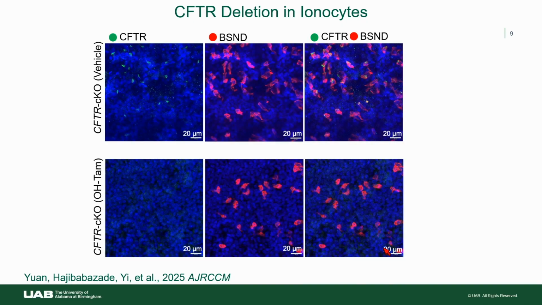Then next we tested the CFTR deletion efficiency in a culture system. We tested two groups here. One is the vehicle treated, which is a control group. We can clearly see the CFTR and the BSND colocalization. And in the tamoxifen treated group, it showed the absence of the CFTR protein expression as compared to the controls.